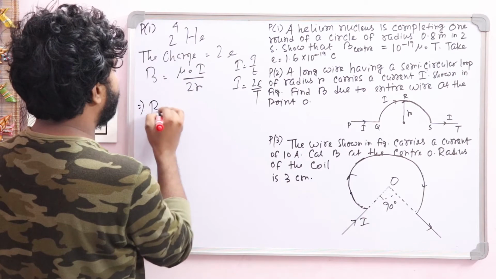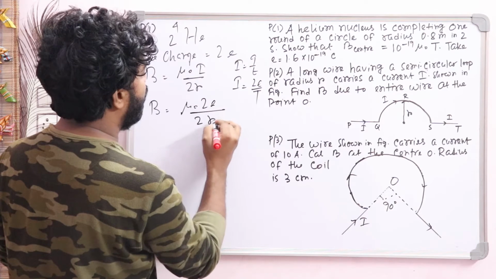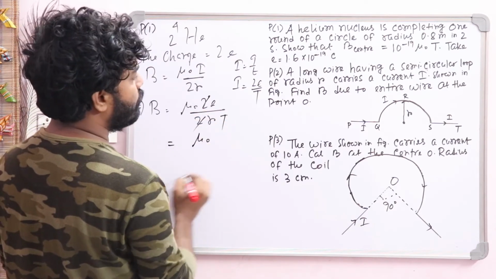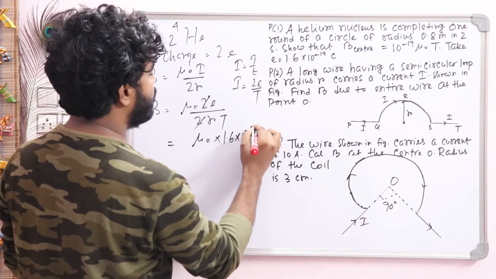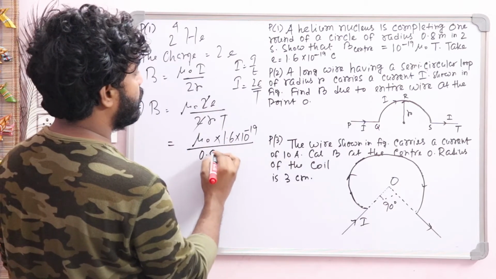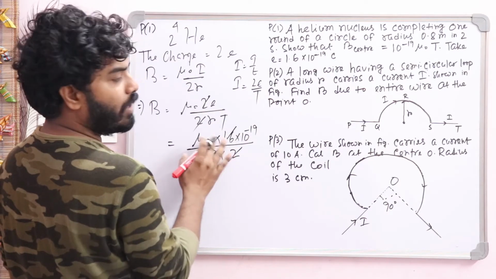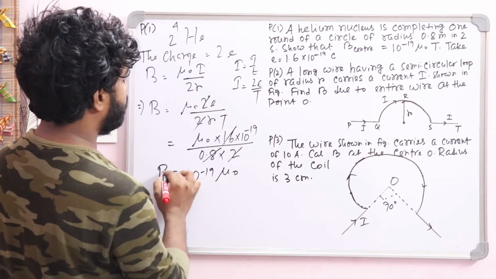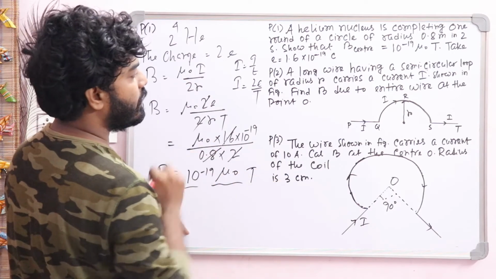So the value of B will be mu naught 2E divided by 2R into T. Here the 2 cancels out, so the result is mu naught, and the value of E, put it in, 1.6 into 10 to the power minus 19, that is the value of the electron charge. R is given 0.8, and T is given 2. So 2 times 0.8 is exactly equal to 1.6. So you see the answer is already there: B is equal to 10 to the minus 19 into mu naught, and the unit of B is Tesla.